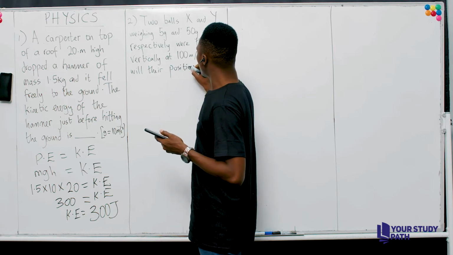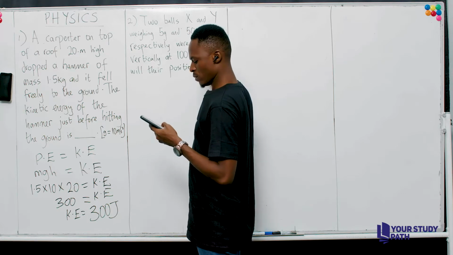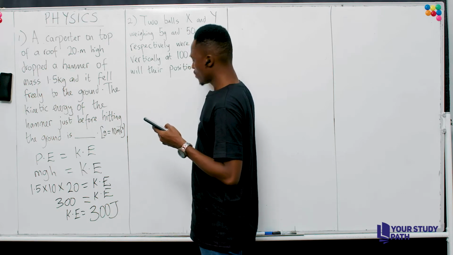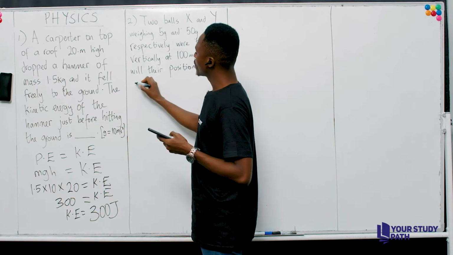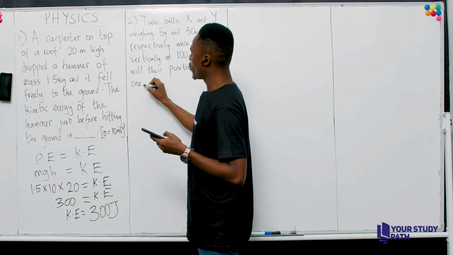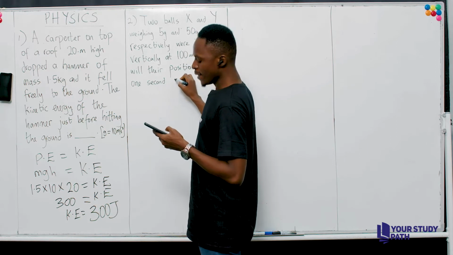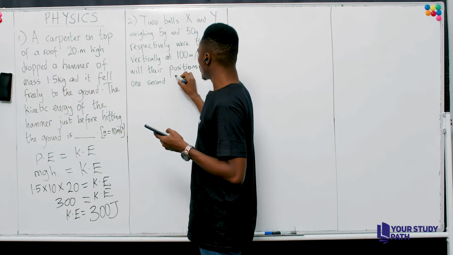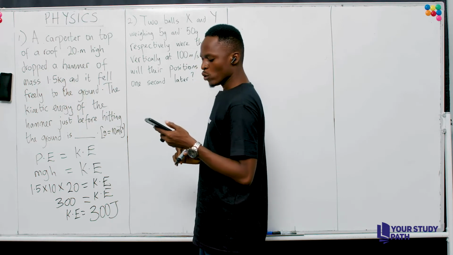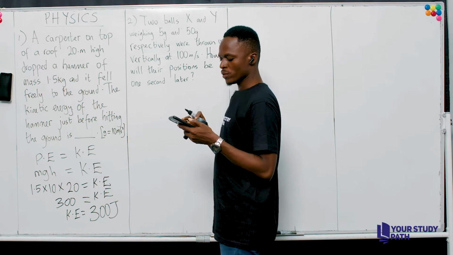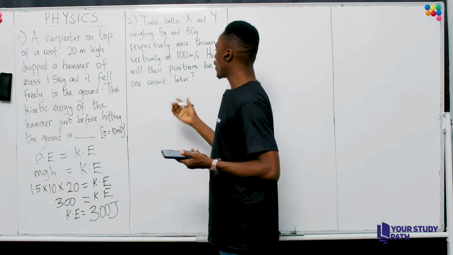So here they're talking about two bodies of different masses being thrown vertically upward. And here, in consideration to what happens to their masses, we are asked what would be their position 1 minute after being thrown up.